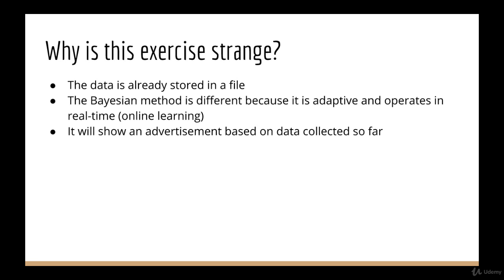Okay, so hopefully you thought about why this exercise might be a little strange. Recall that earlier we assumed that our data was stored in a file. That means all the data existed before we even ran our analysis. The Bayesian bandit method is different because it operates in real time. It is adaptive. Sometimes people call this online learning. It's going to show an advertisement based on the data it has collected so far. This is vastly different from what we were doing before.